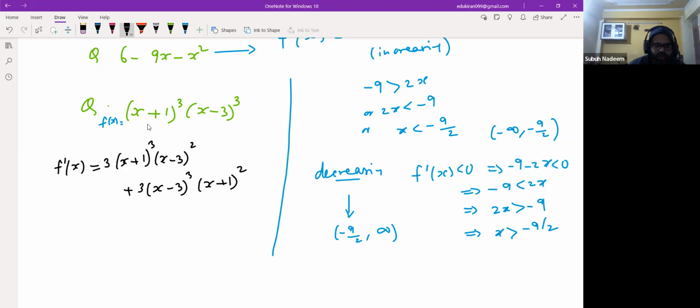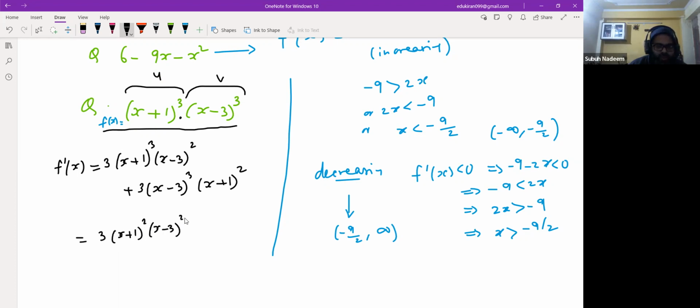So when you differentiate this function, it is a product of two functions, so you will apply the product rule. Now this is u, this is v, as we used to do in differentiation. So you first take u, you differentiate v, then you take v, then you differentiate u. Isn't it so? Oh yes. So this will become 3 common, x plus 1 whole square into x minus 3 whole square common. And inside the bracket, you have x plus 1 plus x minus 3.